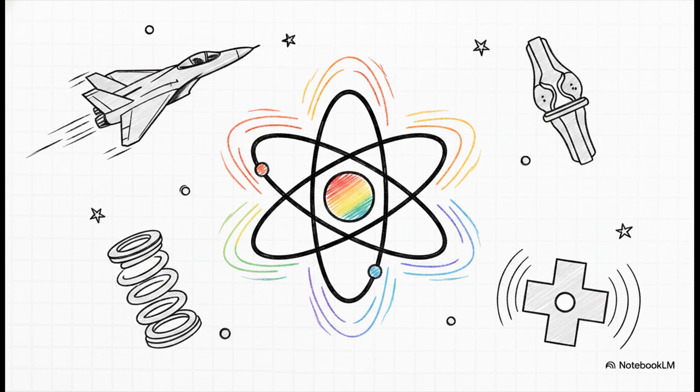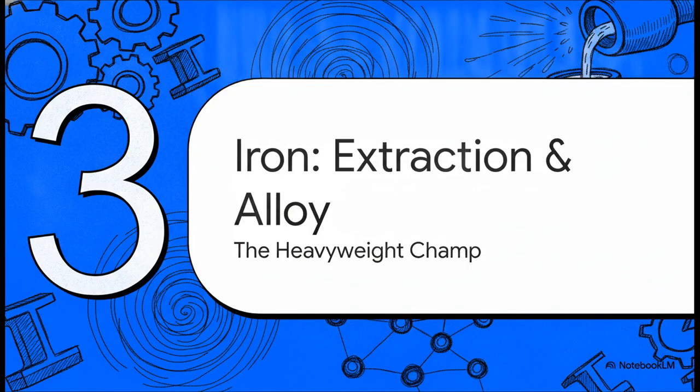Understanding all these properties explains why these metals are so vital to our world. It's why scandium makes MiG fighter jets light and strong. It's why titanium, our space age metal, is used for artificial joints because the body doesn't reject it. Think of vanadium in car springs, manganese making rail tracks stronger than steel, or cobalt-60 literally treating cancer by emitting gamma rays. Okay, Part 3, Iron Extraction and Alloys.